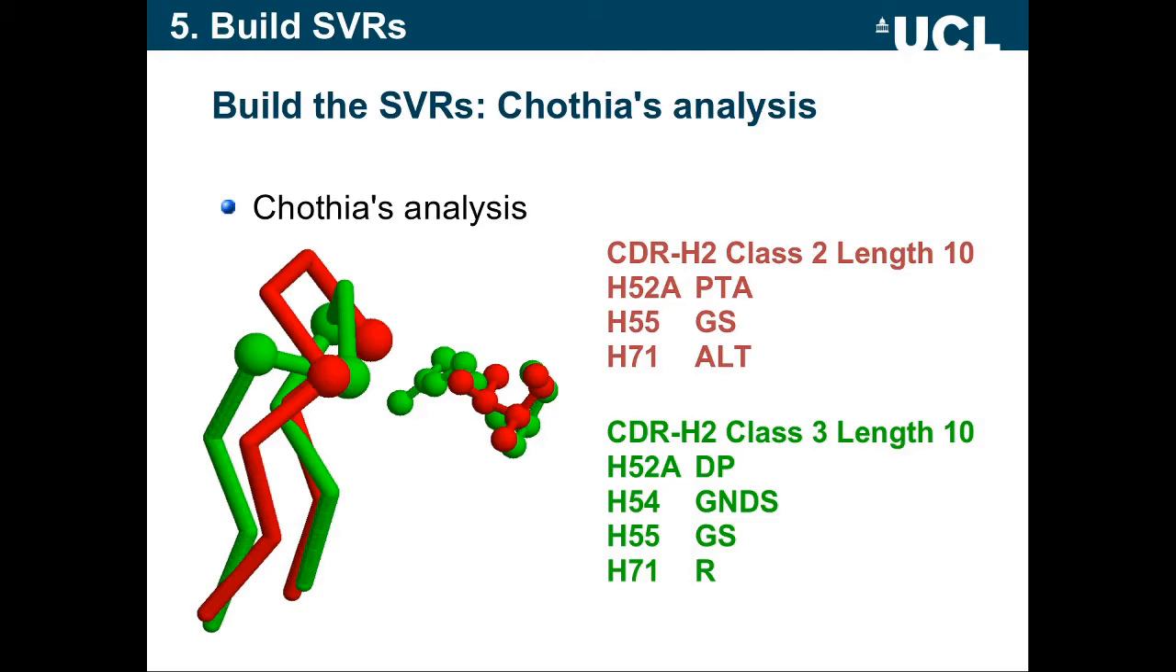And that makes the building of these structurally variable regions in antibodies much simpler and much more reliable than in the general case of building SVRs. So what we tend to do, at least, is we will find the templates that have the correct canonical class, which we know from the sequence information of the target, and then we choose the template which has the highest overall sequence identity to our target structurally variable region.